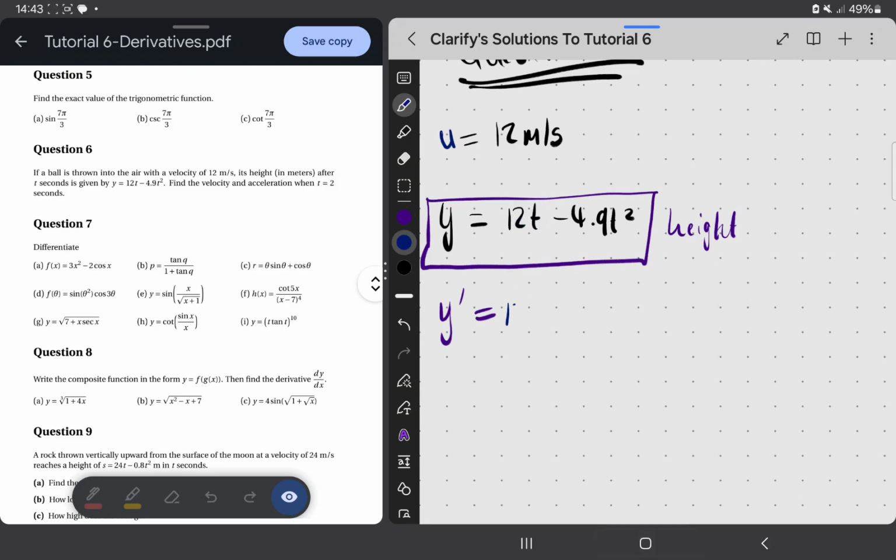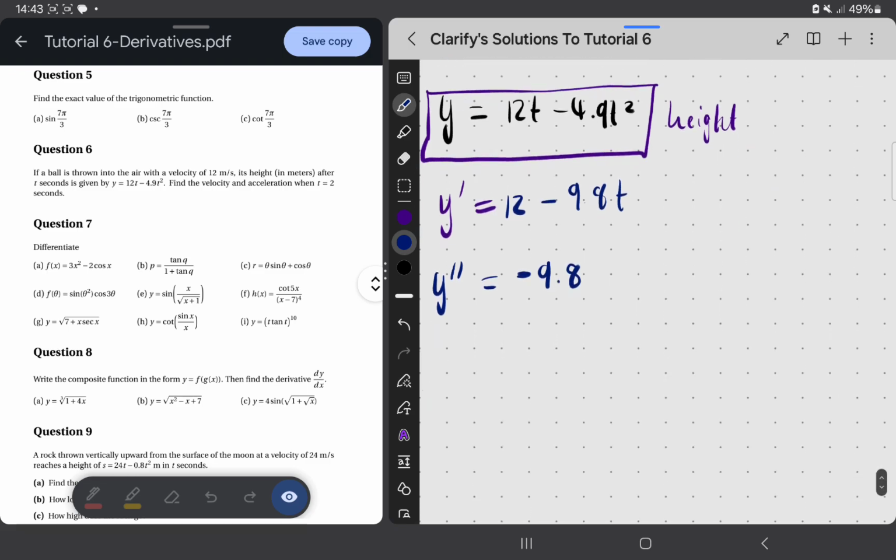We differentiate 12t is 12, then minus 4.9t squared. 2 comes down, 4.9 times 2 is 9.8. Then the power reduces by 1. It's 9.8t. Then we can say now y prime prime is the second derivative. We differentiate 12, it becomes 0, minus 9.8t. If we differentiate with respect to t, we just get 9.8.